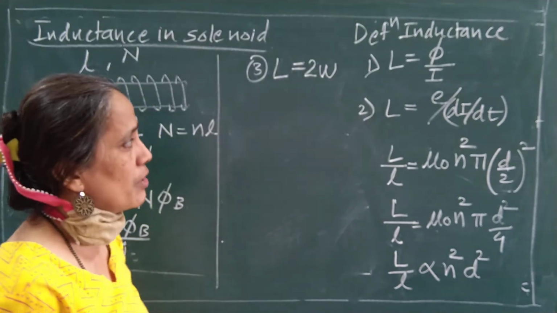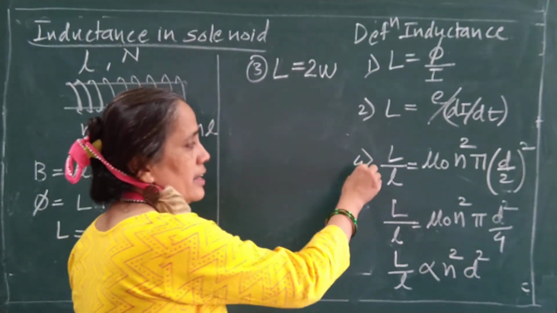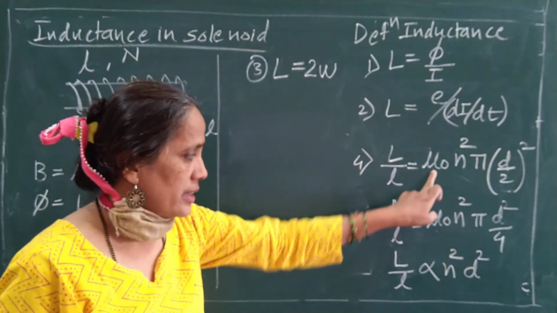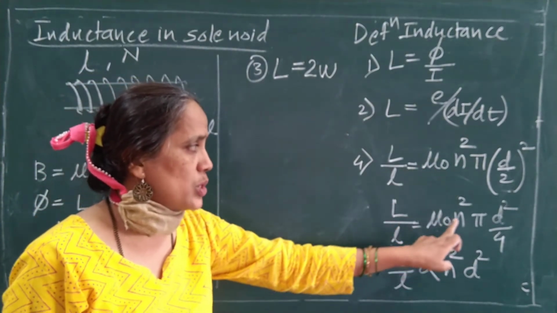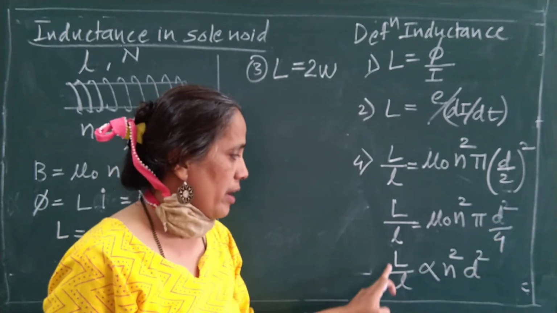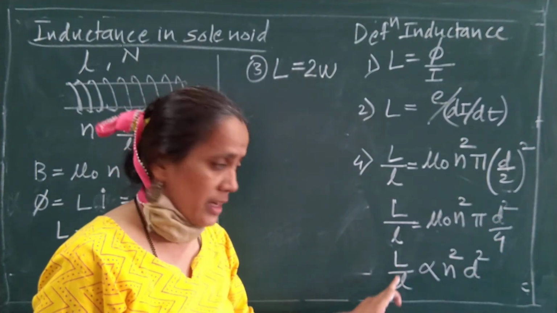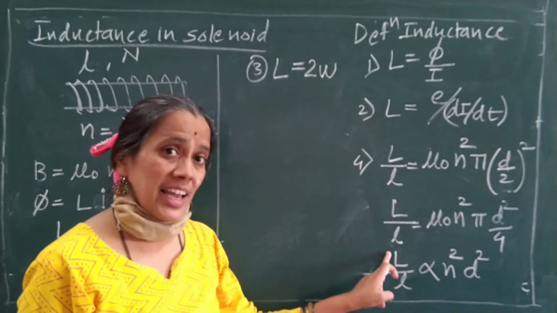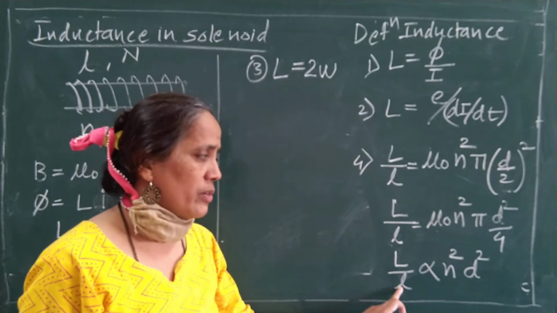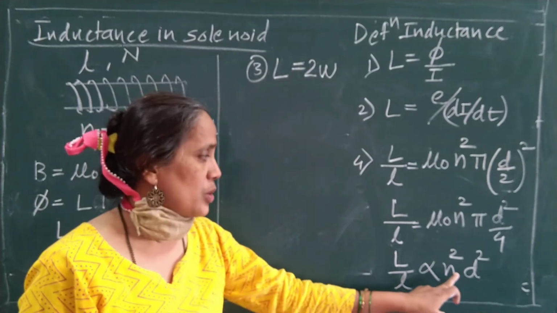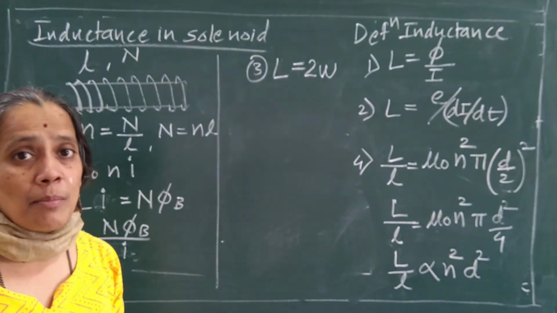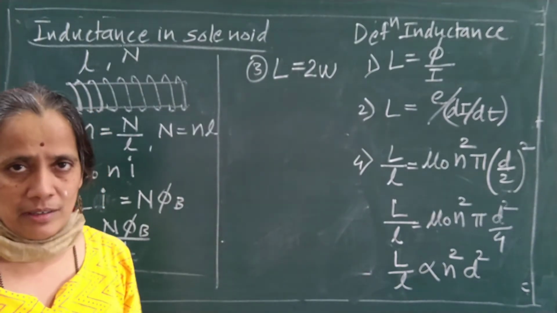And the fourth thing we have studied is inductance per unit length in the solenoid. That formula I am getting as mu 0 N square pi d square by 4. Therefore, L by l, where capital L is the inductance and small l is the length. So inductance per unit length is directly proportional to N square. So this is about the solenoid.